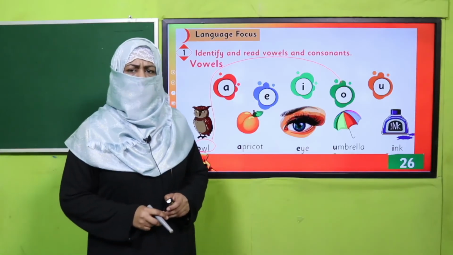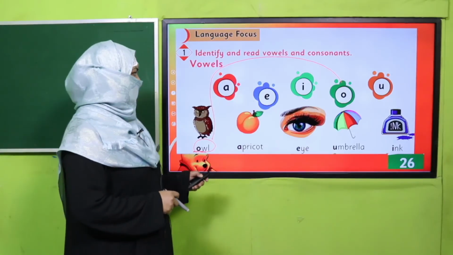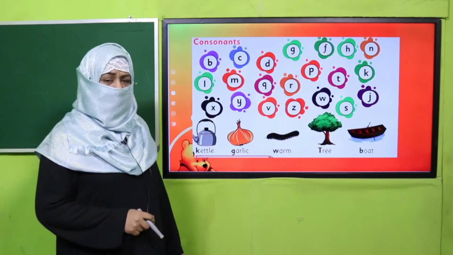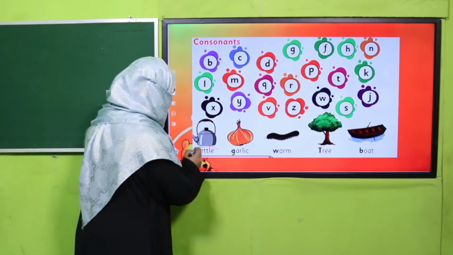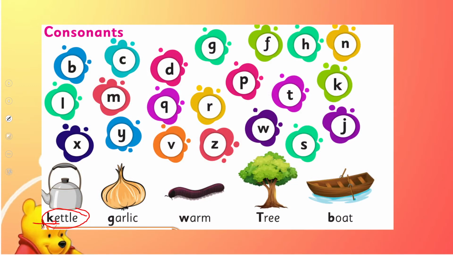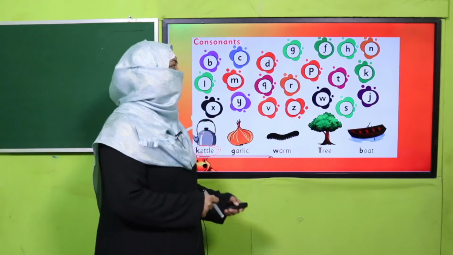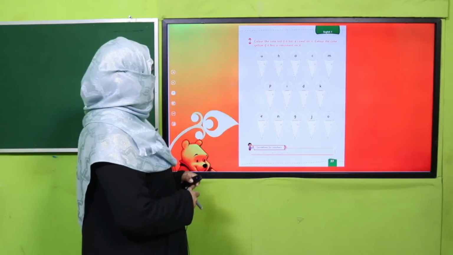Yes, my dear children, are you done with it? Good job. It was simple and easy. Now the next is for consonants. Likewise, you will read the word and join the initial letter with the relevant consonant. So pause the video, complete it. Yes, students, are you done with it? Good job. Now you recognize the consonants and vowels.